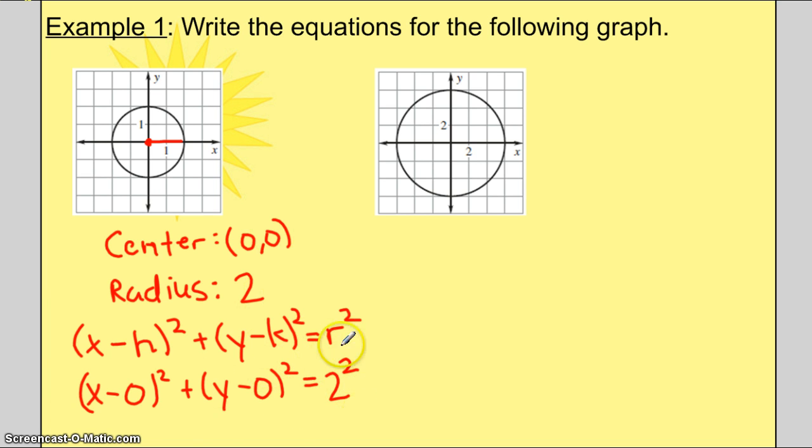Now, just looking at that, there's a lot of simplification we can do here because x minus 0 is just x. So we can simplify that down to x squared. We can simplify y minus 0 down to y squared. And then we know that 2 squared is 4. So there is my equation for my circle.